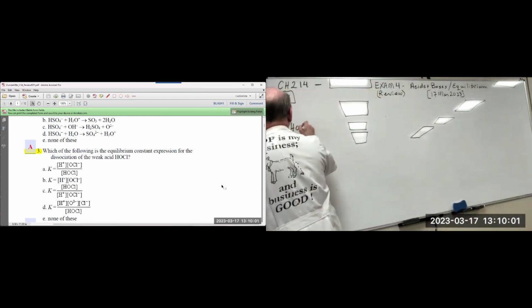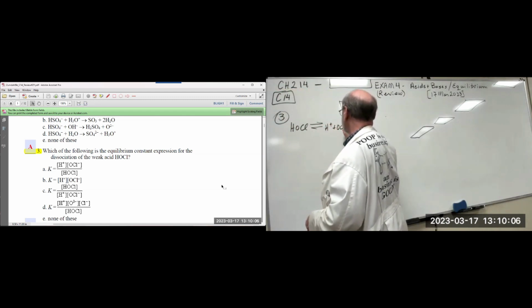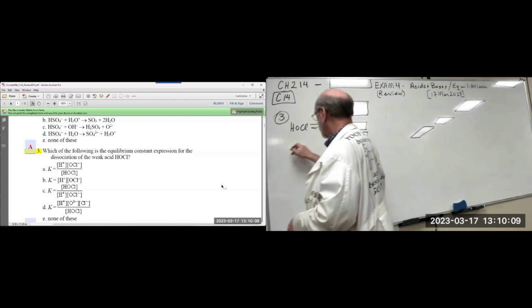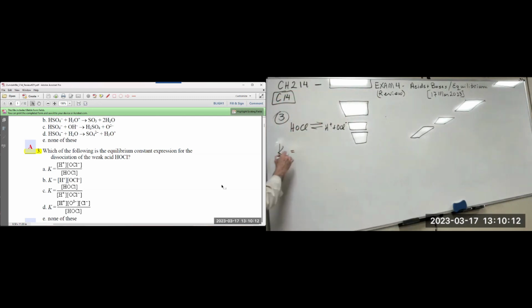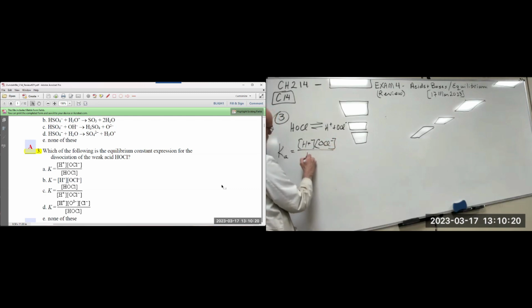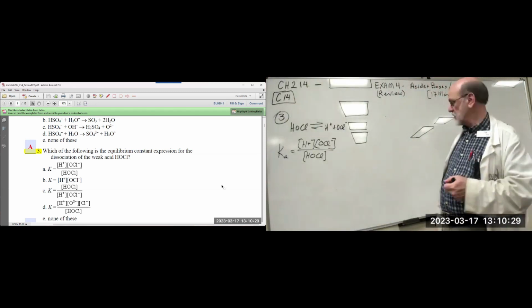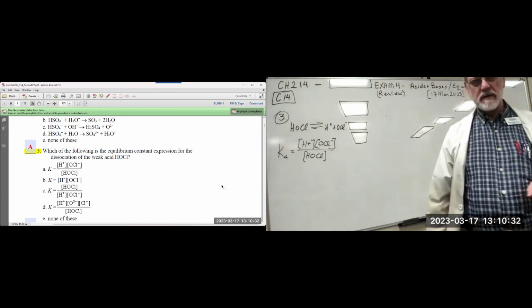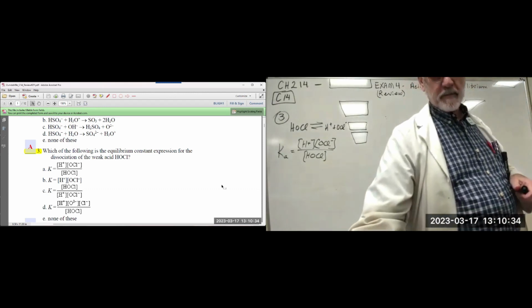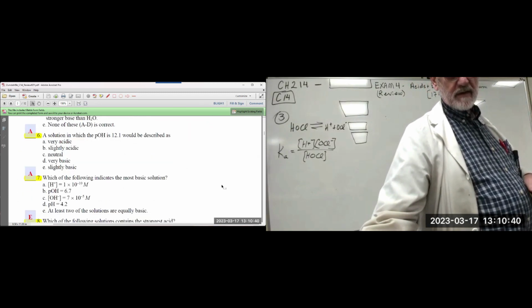So HOCl, right, yields H plus and OCl minus. So our K for this one would be these guys divided by this one. And that one looks like A. A works for that one. All right.